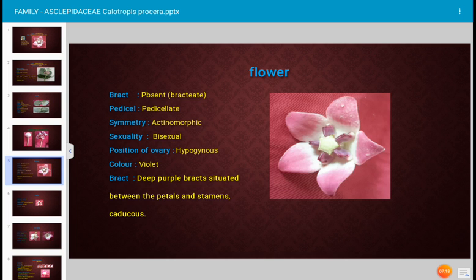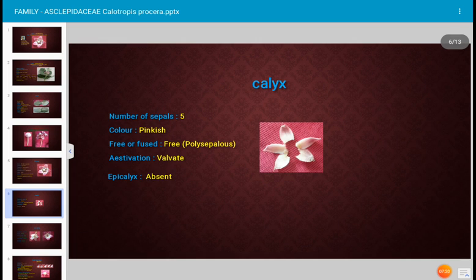and fall off. Next. This is the calyx of the Calotropis procera flower. There are 5 lobes of calyx. The calyx is pinkish in color. Aestivation means arrangement. Aestivation is valvate. And the calyx lobes, that is sepals, are free. If the sepals are free in the calyx, that is described as polysepalous condition. Polysepalous. Okay, calyx lobes are free, that is the sepals are free, and epicalyx is absent in the flower.